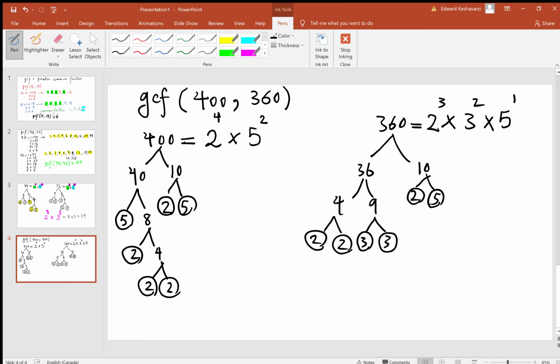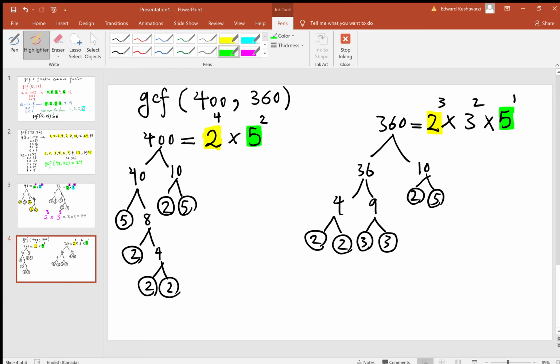I'm going to write it as 5 to the power of 1. Okay, so in this question, look at the base of 2 here. We also have 2 here. So 2 appears in both of them. 5 likewise appears in both of them here. But we don't have base of 3 in the factorization of 400.